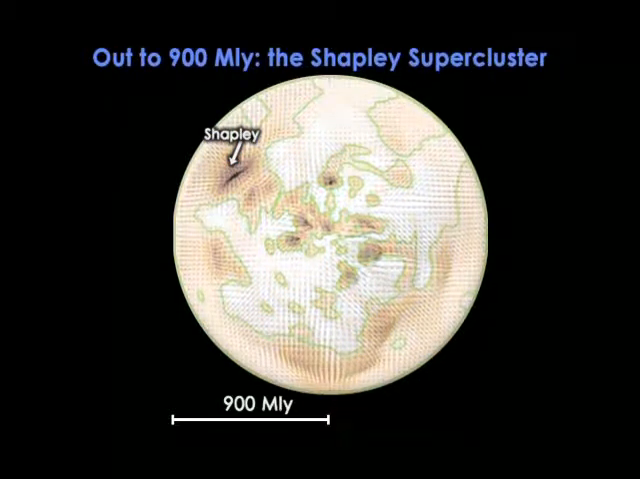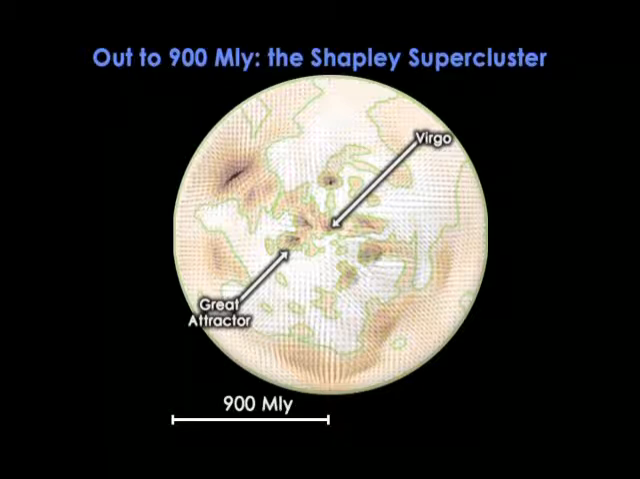Looking at the velocity field, it seems that although the Shapley cluster concentration strongly affects its local region, at 500 million light-years away, it's too far off to affect us directly. We primarily feel the pull of the Virgo cluster and the Great Attractor.